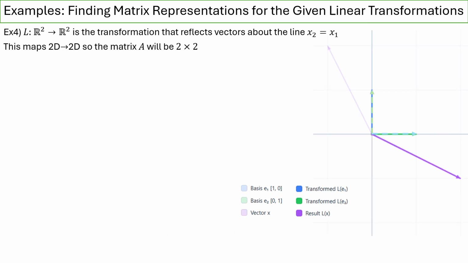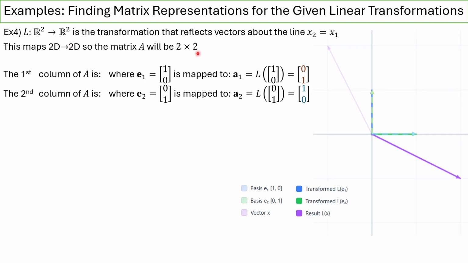Now for example 4, we define a transformation L that reflects vectors across the diagonal line x2 equals x1, or as we'd normally say, y equals x. Since we're mapping 2D to 2D, our matrix will again be 2 by 2. Okay, so we'll track the basis vectors and see where they end up to find our columns of the matrix. So E1, (1, 0), if we reflect across the line y equals x, we end up at (0, 1). Then E2, (0, 1), if we reflect it, we end up back at (1, 0).